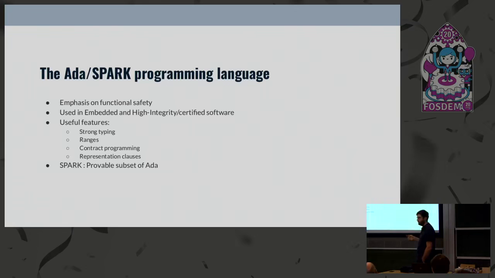We also now have contract-based programming. And one interesting feature that we will talk about later is the representation clauses, which let you really precisely control the representation of your data at the hardware level. SPARK is a subset of the Ada language with tools for formal verification. So you can have mathematical proof that your software is correct.